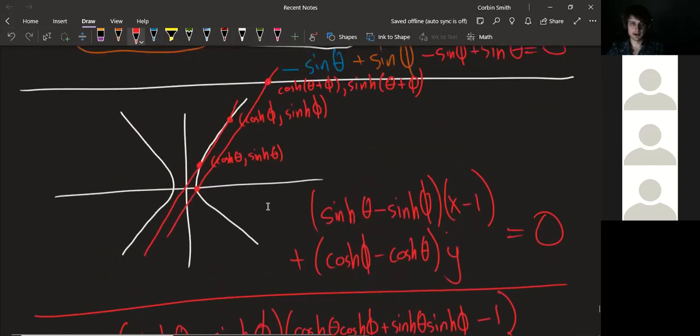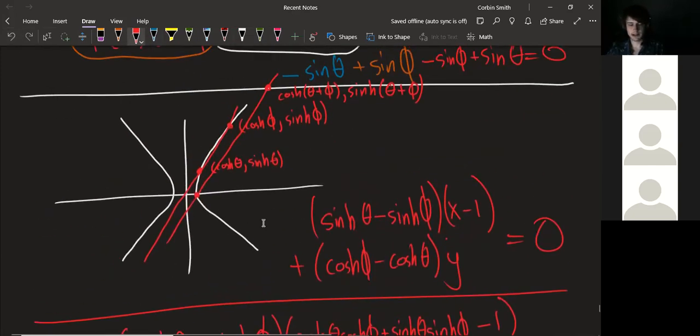So the points on a hyperbola that are parameterizable by an angle form a group that is equal to a subgroup of the point addition on a hyperbola.